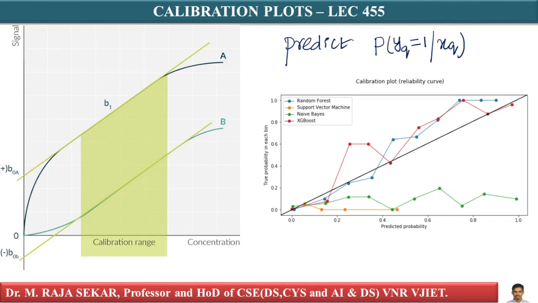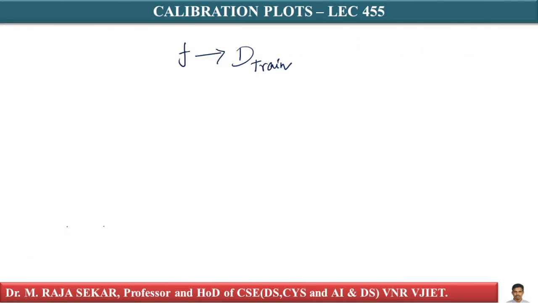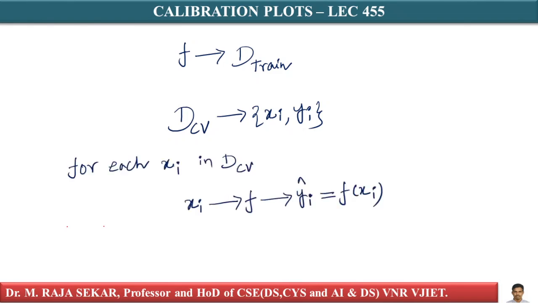So first of all, we already have a model f which is trained on dtrain. Now, I have a cross-validation data set DCV, let's assume it is a bunch of xi comma yi points. I have already used my dtrain to build my model f. DCV is the data set that I have. First step that I will do is this. Remember, for each point xi in my DCV, I can send this xi through this function f, the model f, and it will return yi cap, which is nothing but f of xi.